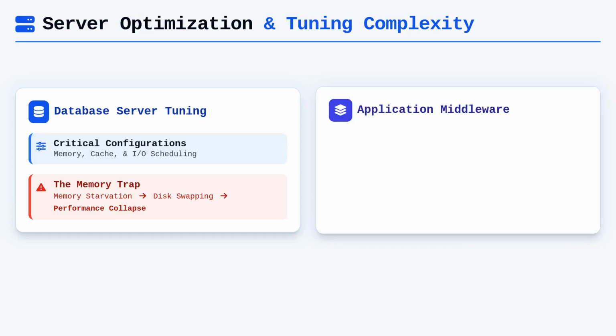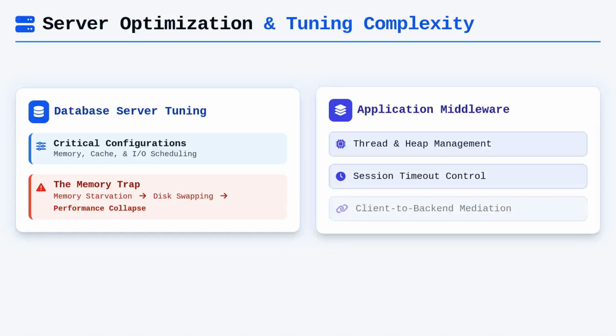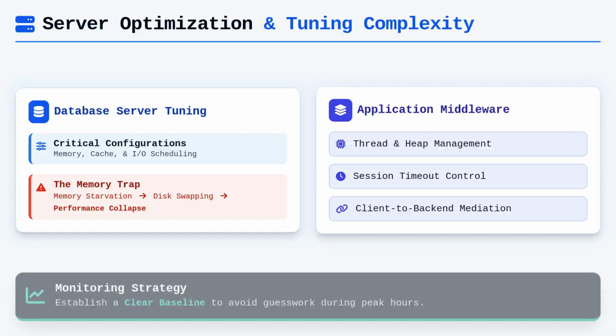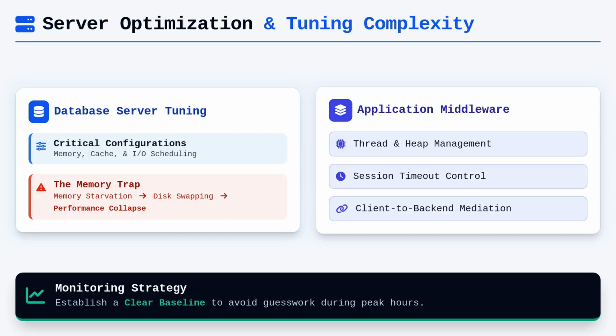Application servers introduce their own layers of complexity by acting as middleware that mediates between a client and the database backend. You must manage their threads, heap sizes, and session timeouts to ensure a consistent experience for the user. Monitoring these servers requires a clear understanding of the baseline, because if you don't know what normal behavior looks like for that specific application, identifying a bottleneck during peak hours becomes a matter of guesswork rather than methodical analysis.